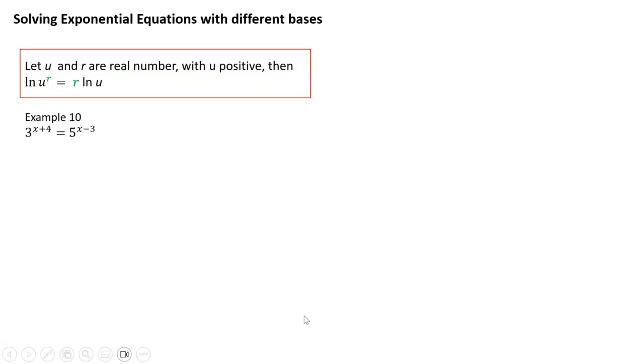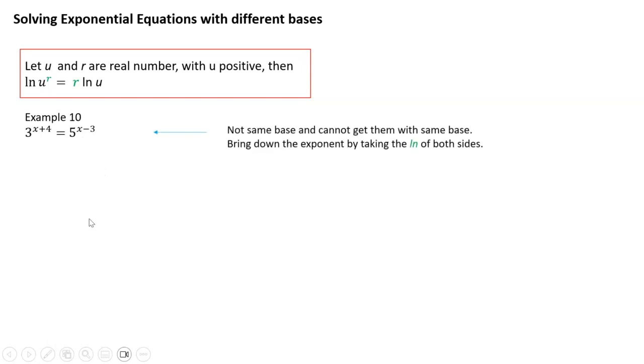Now, this is the hardest it gets. This is example 10. It doesn't get any harder than this because this requires a lot of algebra. So let's do example 10. 3 raised to the power of x plus 4 equals 5 raised to the power of x minus 3. What's the value for x? Again, not the same base, so we bring down the exponent by taking the ln of both sides.